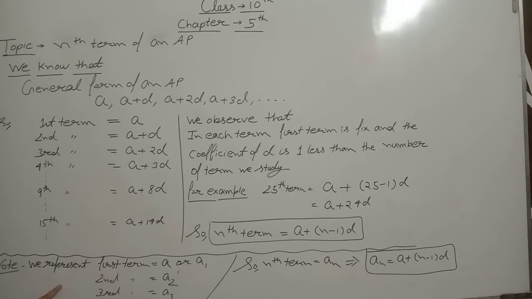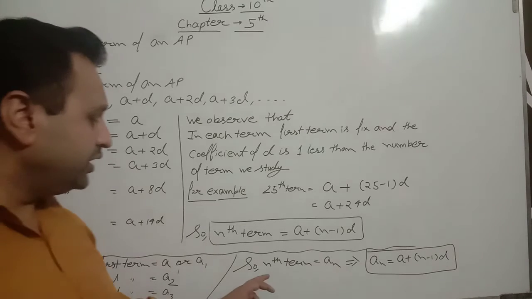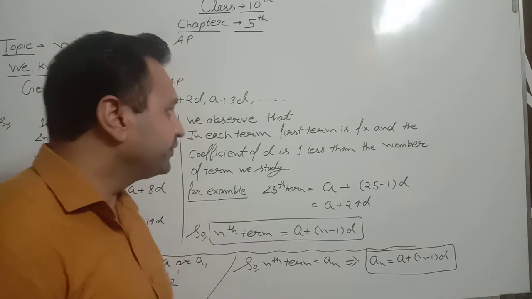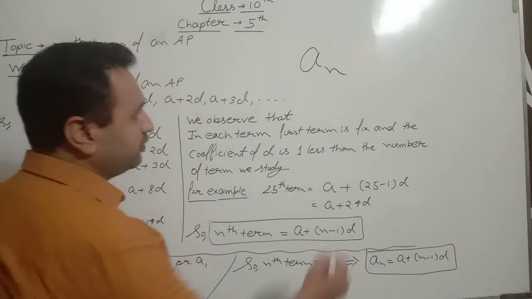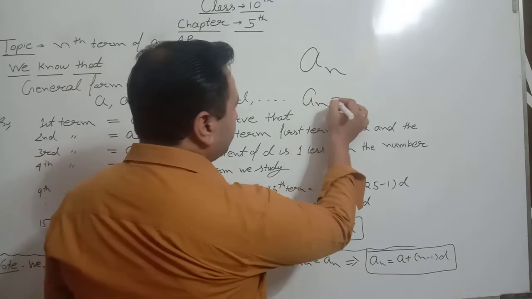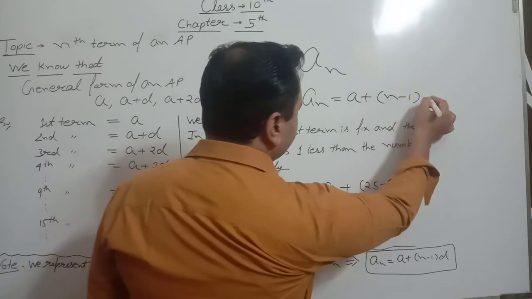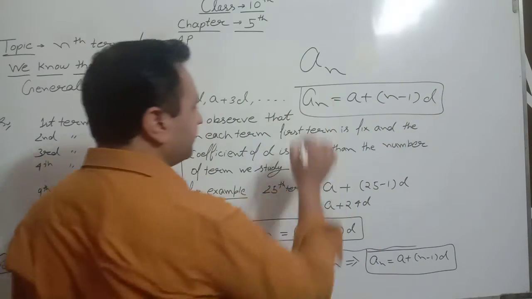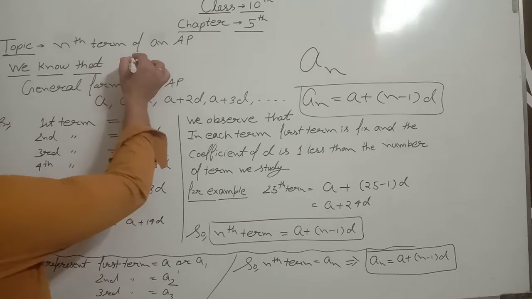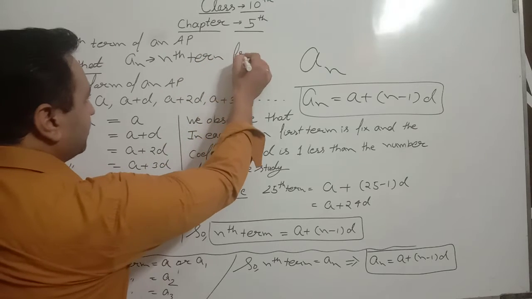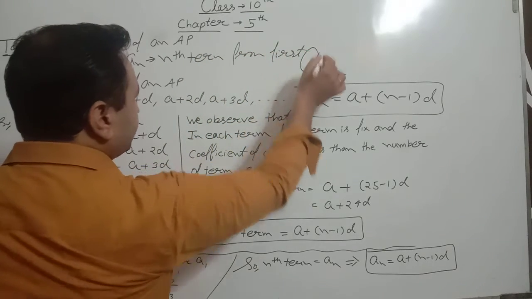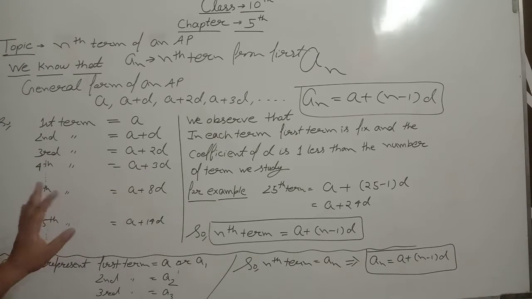Note, we represent first term as small a or a1, second term a2, third term a3, and so on. So nth term is represented as an. And the formula is a plus n minus 1 into d. It's clear? An means nth term from first. Note down it.